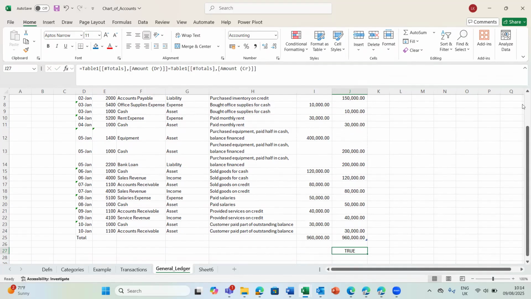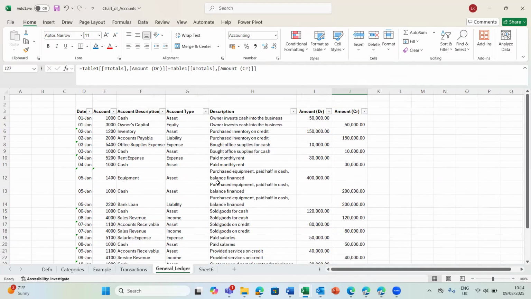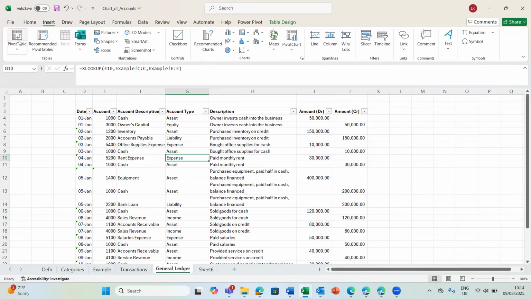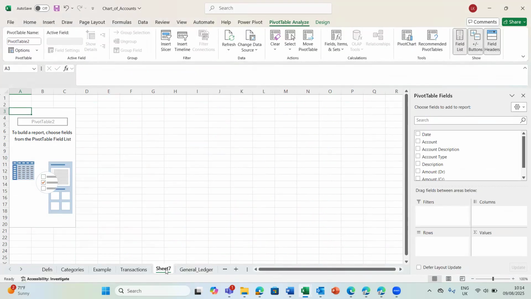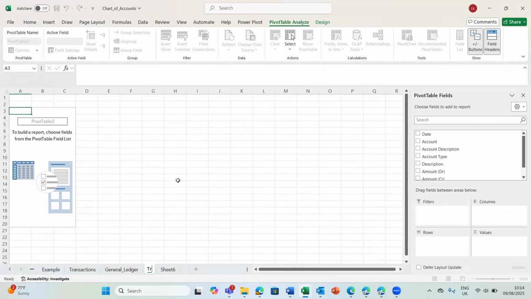So let's create a trial balance from this. How do we create that? Using pivot tables, right? So what will I do? I'll just go to insert pivot table, new worksheet. On this new worksheet, let me just drag it here and rename it trial balance.